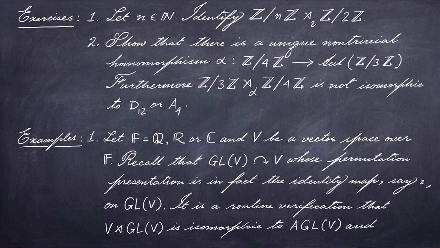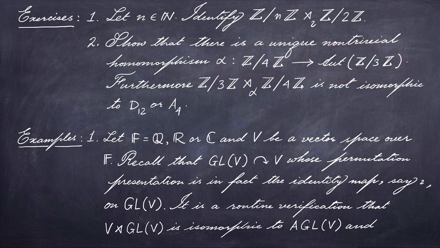Exercise: if we take H to be Z modulo nZ, then identify this group. Let me tell you that this group we have already seen. Another exercise is for Z modulo 3Z and Z modulo 4Z. What is the automorphism group of Z modulo 3Z? This is isomorphic to Z modulo 2Z. So we do have a unique non-trivial homomorphism from Z modulo 4Z to Z modulo 2Z.